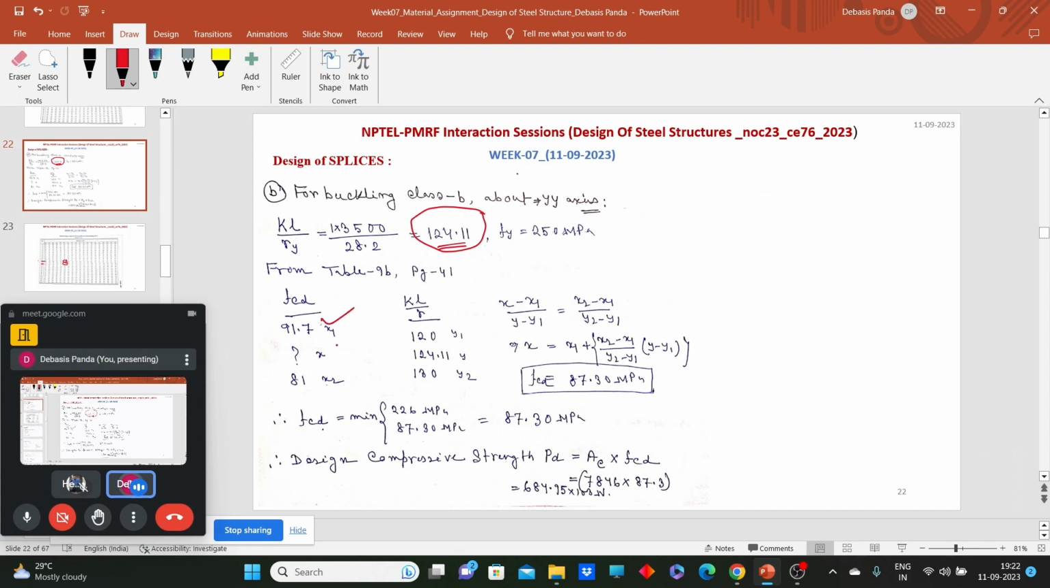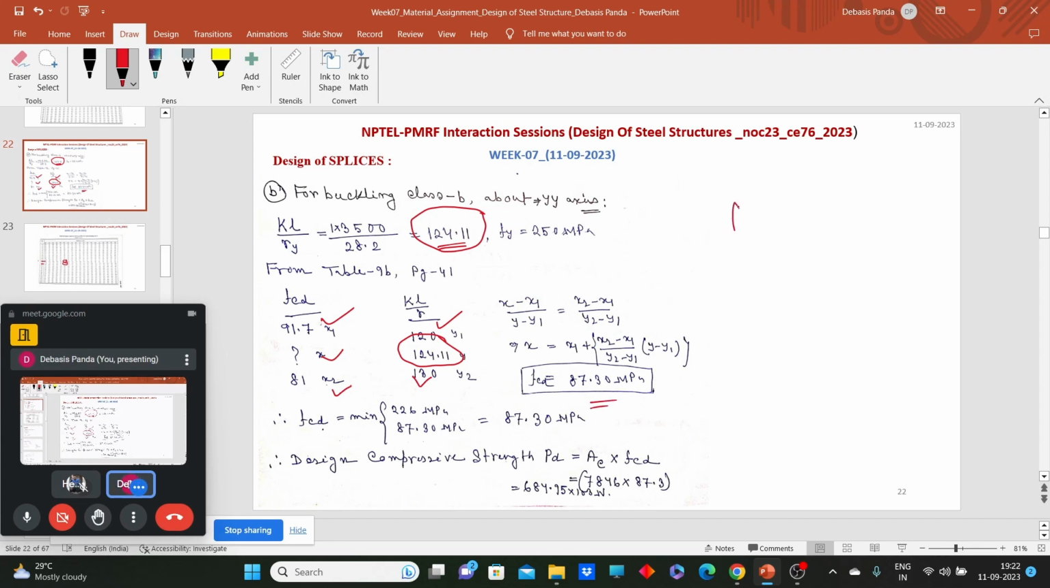And how the linear interpolation works, just write like this. This is your x1 value, this is the x value, the unknown value, and this is the x2 value. Corresponding to 120 we have, 130 we have, but we need to calculate the value of 124. So it's a simple formula: x minus x1 divided by y minus y1 is equal to x2 minus x1 divided by y2 minus y1. By this way you can calculate the value of FCD.